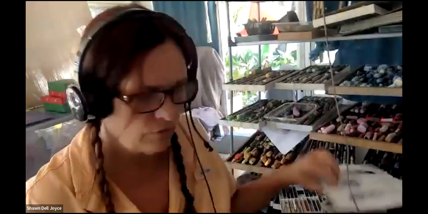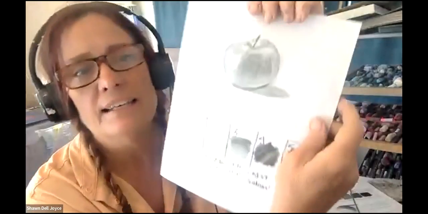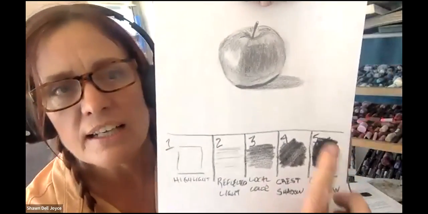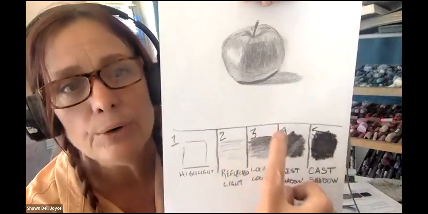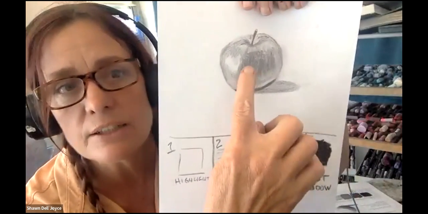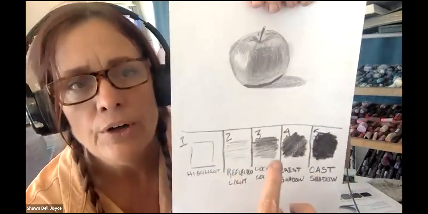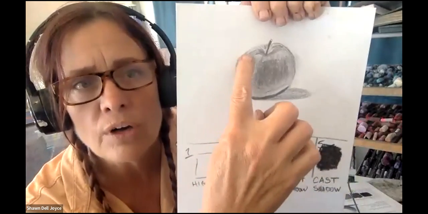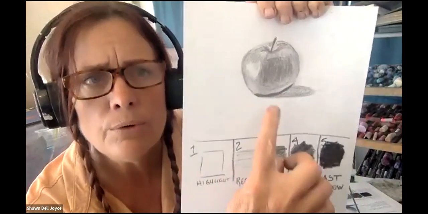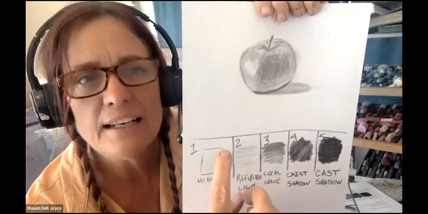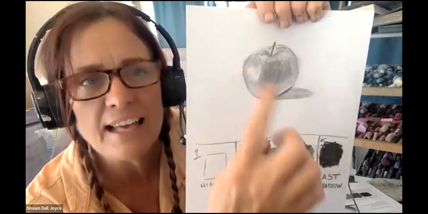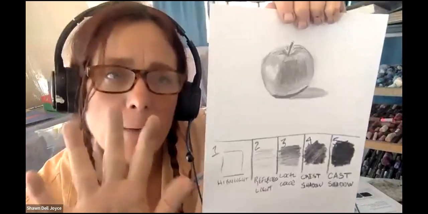What 5 values looks like is the darkest dark is the cast shadow. The 4 is the core shadow. The 3 is local color. 2 is reflected light. And 1 is the highlight. So if you can capture all 5 values in each sketch you do, you create that illusion of realism.